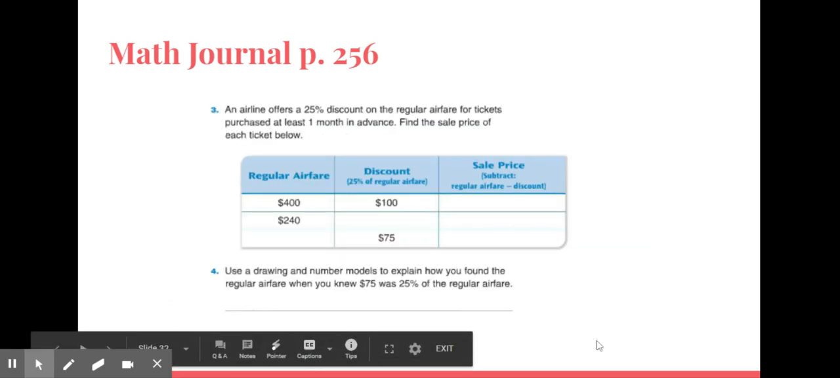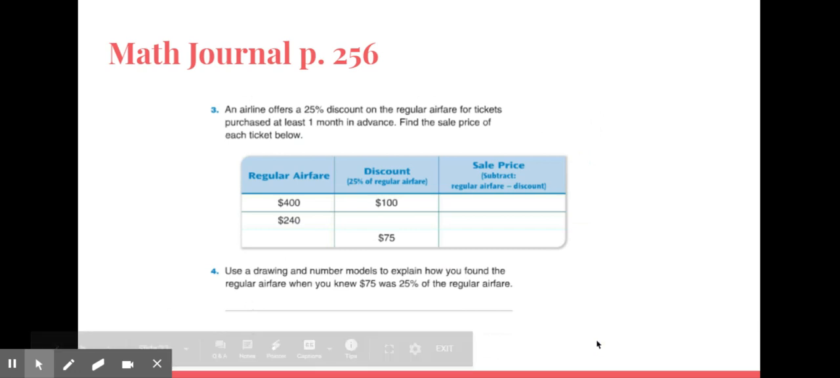All right. An airline is offering a 25% discount. I know 25% is the same as 1/4. So you're going to be breaking this up into 1/4, so breaking into 4 groups.